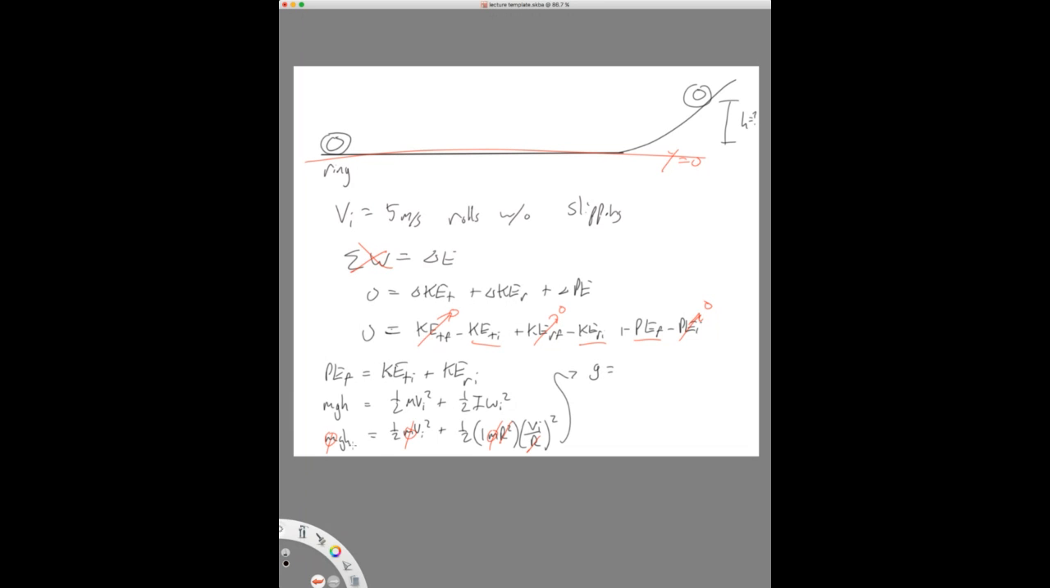So finally, I just divide both sides by g. I have 1/2 v initial squared plus 1/2 v initial squared over g. That's just v initial squared, sorry, over, I'm not solving for g, I'm solving for h, so dividing both sides by g to solve for h. Sorry about that. So we get 5 squared over 9.8. That's going to be 2.55 meters.